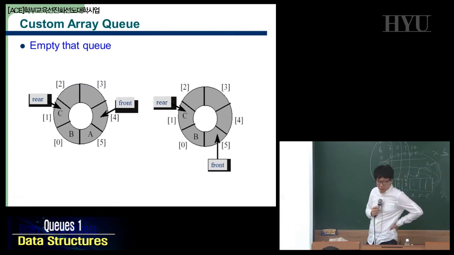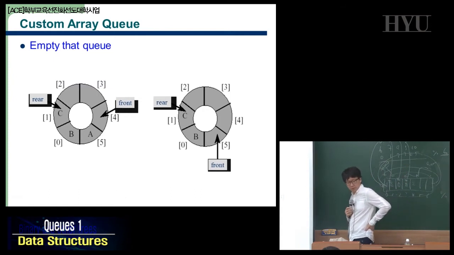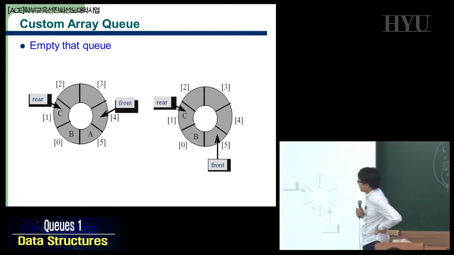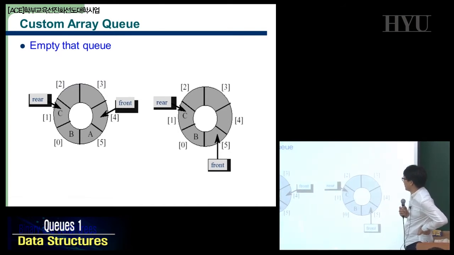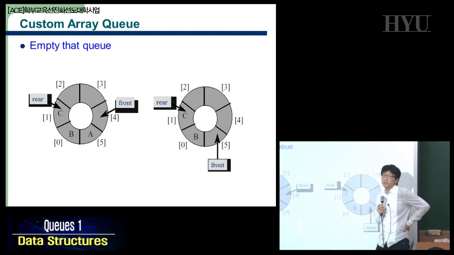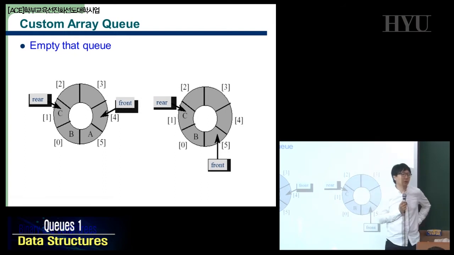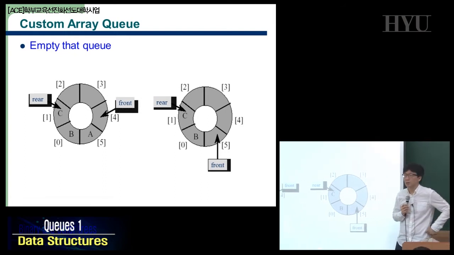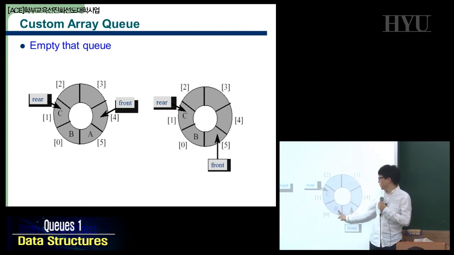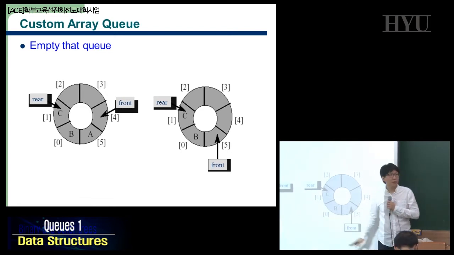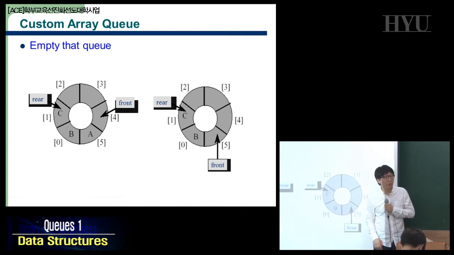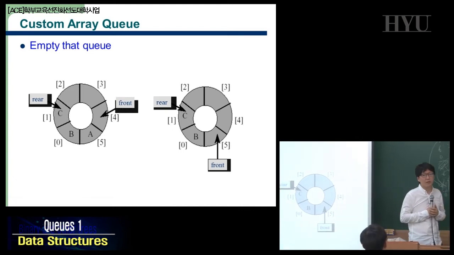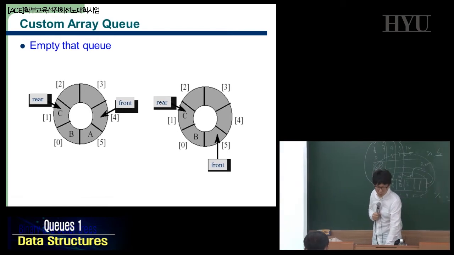Empty the queue, rear... Am I emptying the queue? So I'm just keep moving the front counterclockwise. Front plus one, front plus one, front plus one, front plus one. Now you will see a case that front and rear will be pointing to the same position. They will have the same value in the modular locations.